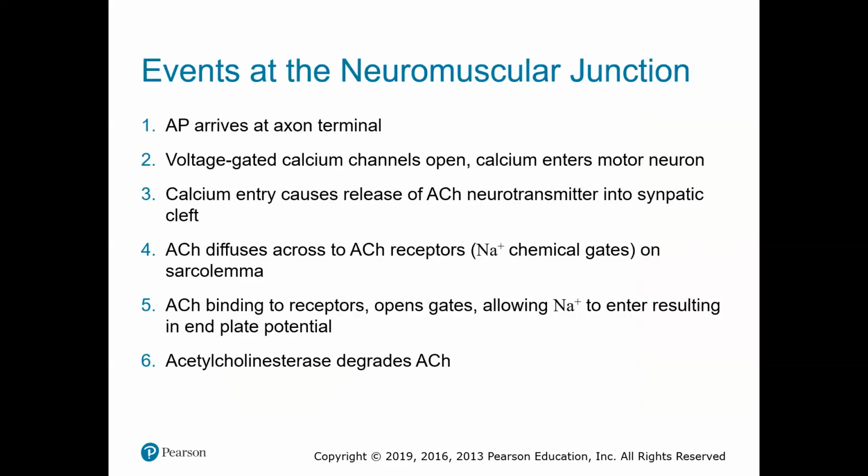So what happens? The action potential comes down to the axon terminal. The calcium gates open up. Calcium causes the release of acetylcholine into the synaptic cleft. It diffuses across to the sodium gates on the motor end plate, which need acetylcholine to unlock them. Acetylcholine lands on those gates. The sodium gates open up and sodium floods into the motor end plate. And then the acetylcholine is broken down by an enzyme called cholinesterase.